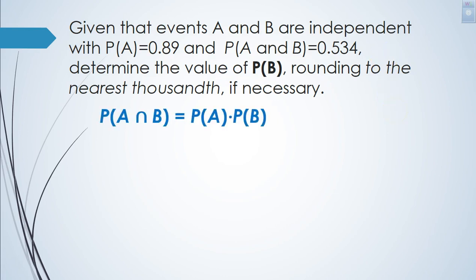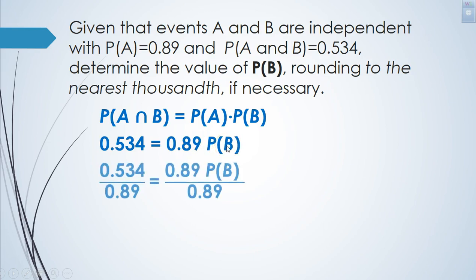So when we do this one, our formula is going to be the probability of A and B is equal to the probability of A times the probability of B. This too is on the formula sheet, y'all. So all we have to do now is sub in what we have. The probability of A and B is here, so that's going to be 0.534. The probability of A is 0.89. So we sub those in, and remember again, when we have 0.89 here times probability of B, we're going to have to divide both sides by 0.89 to get rid of that 0.89. Cancels out there, so then it's going to be 0.6 is equal to the probability of B, which is 60%.